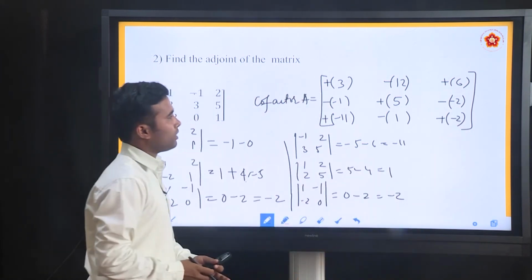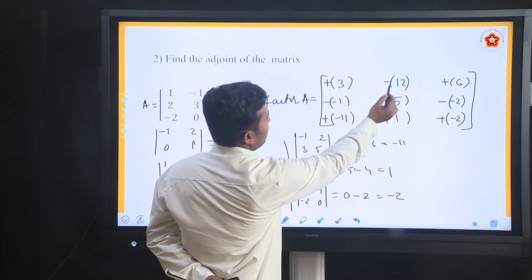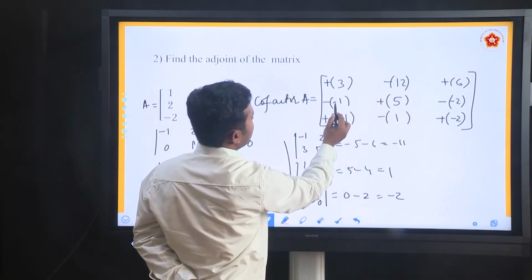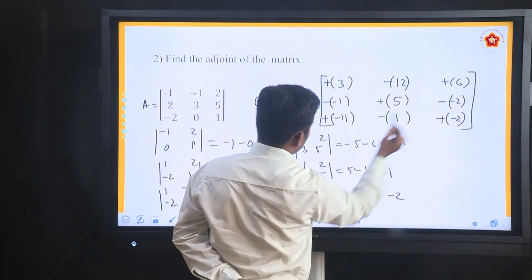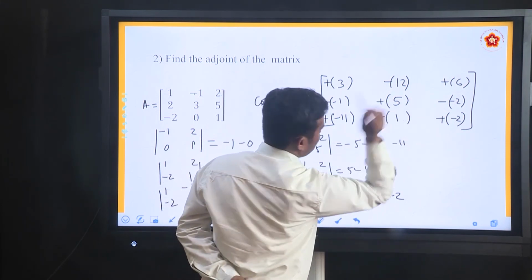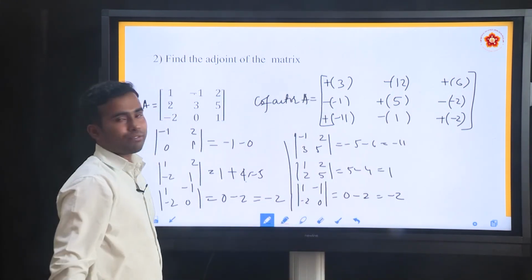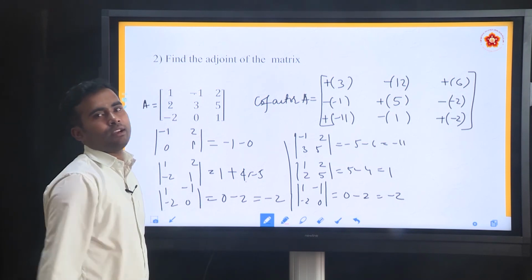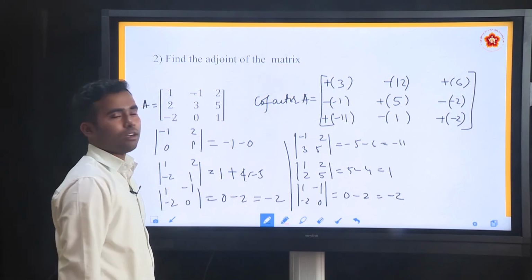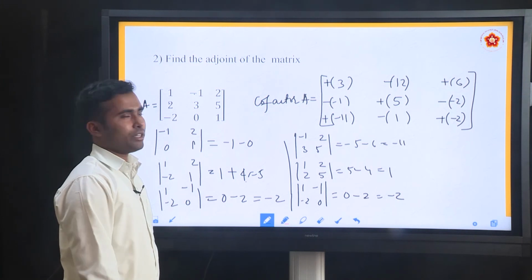Now, the cofactor matrix is 3, minus 12, 6; 1, 5, minus 2; minus 11, minus 1, minus 2. You take the transpose of that matrix, and it will give the adjoint matrix. That is how we can also find the adjoint of matrix A.